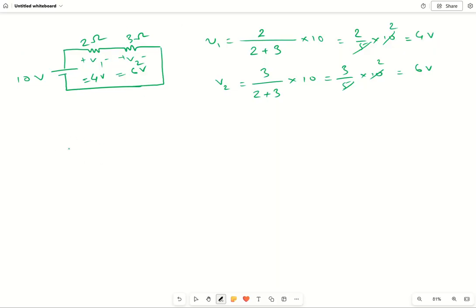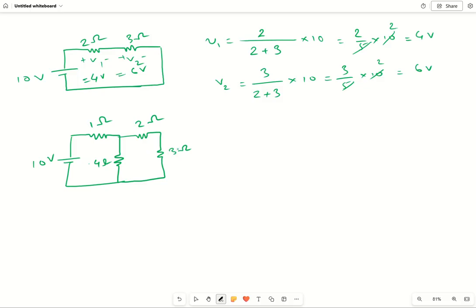Now suppose we are considering another circuit which is not in series. So suppose we are considering this circuit. This circuit is not in series. Let's consider easier values, so that we can easily calculate. This is 4 ohm. So we have to determine the voltages in the circuit. That means we will be requiring 4 voltages, right?